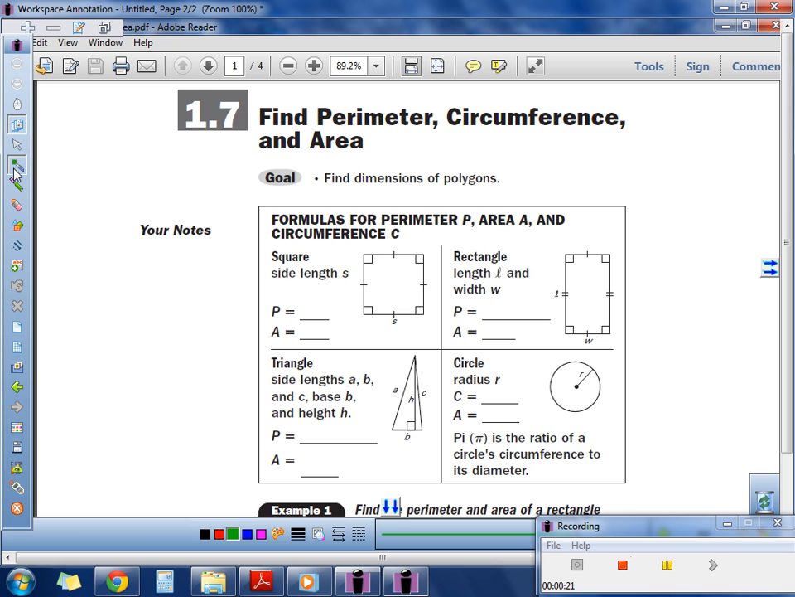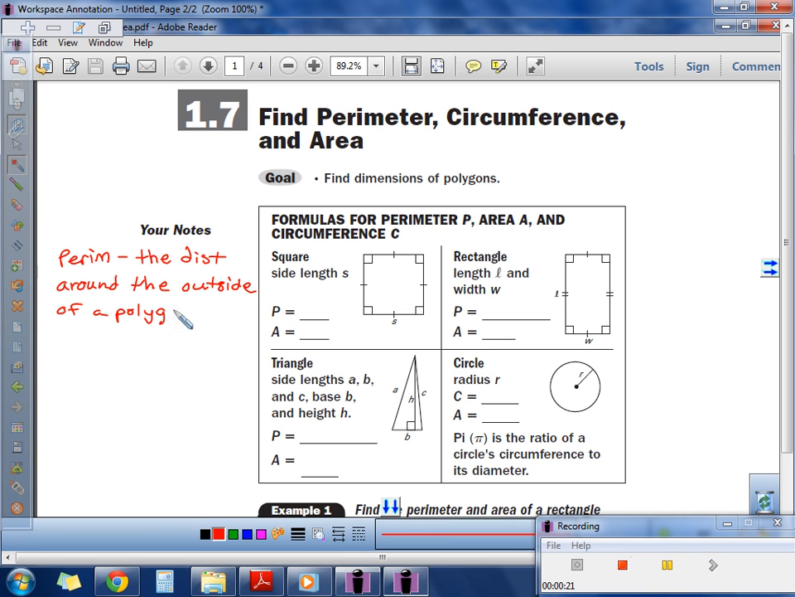First off, perimeter. Who has a good explanation of perimeter? The distance around the outside of a polygon. I like it. If you want to write it down, go for it. I would go ahead and do it. So perimeter, it's the distance around the outside of a polygon. That's a nice simple definition. I like it.